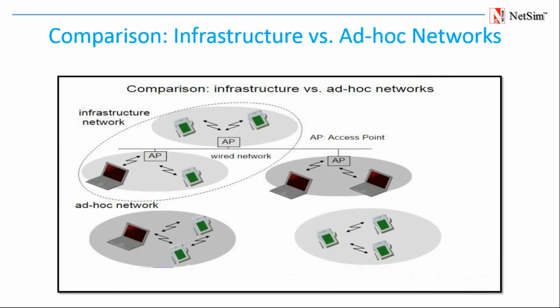So this is a pictorial view comparing infrastructure and ad hoc network. In an infrastructure network, we can see the devices communicate among themselves using an access point connected through a wired network. So devices are connected to the access point, and access points are connected to the wired network or wired LAN. But in an ad hoc network, devices communicate among themselves using a set of protocols like DSR, AODV, OLSR, or ZRP. So we do not require an infrastructure in an ad hoc network.